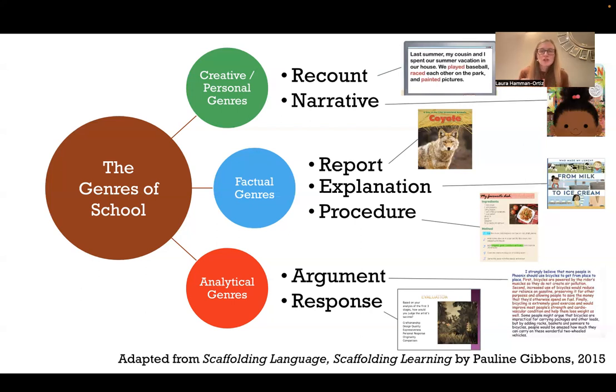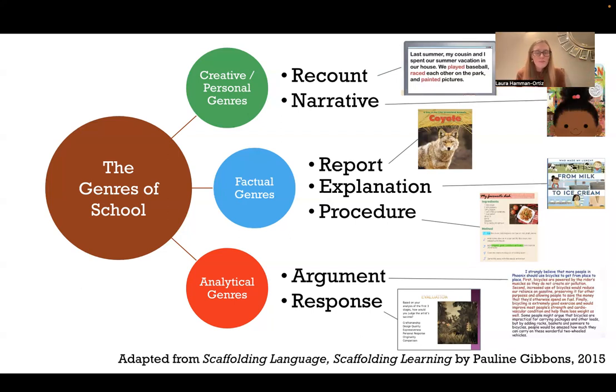Factual genres, which include reports, which are organized into different subtopics about a main topic. Explanations, which explain how something happens, or the steps of something like a caterpillar turning into a butterfly. So anything that's a cycle or anything that involves a process would be an explanation. So here you see an example of a mentor text, Who Made My Lunch? From Milk to Ice Cream, showing how ice cream is made. So that's written in a different format than a report.